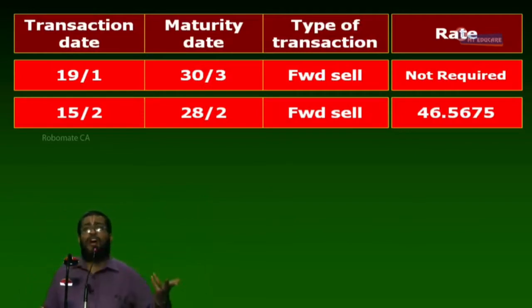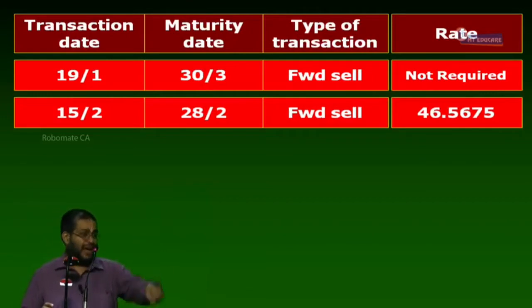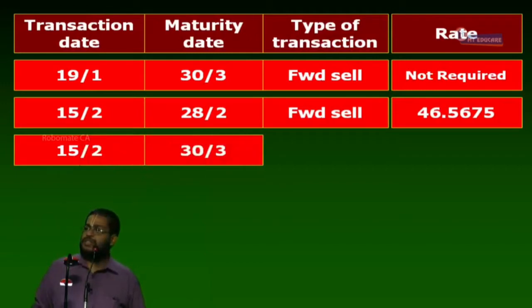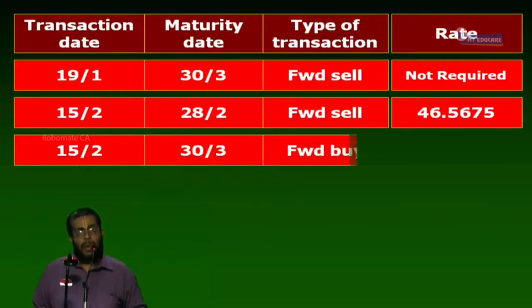But where to go for a dollar to sell on 30th March? I have to go for a buy. That buy is accounted to what? The forward sell. In the Paradana, tell me the transaction. What date to what date? 15th February to 30th March. Answer me. Forward buy or sell? Forward buy. It is going to be forward buy.